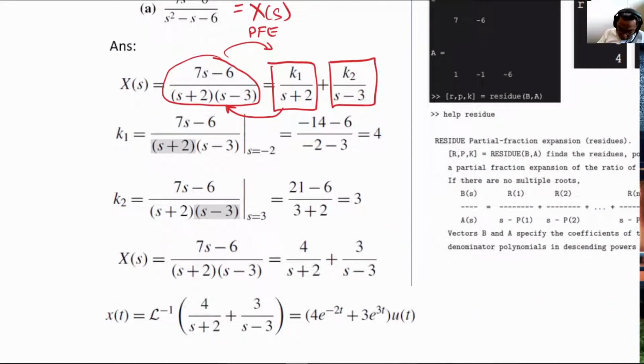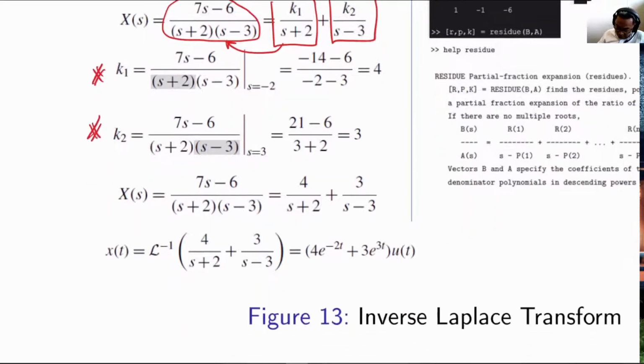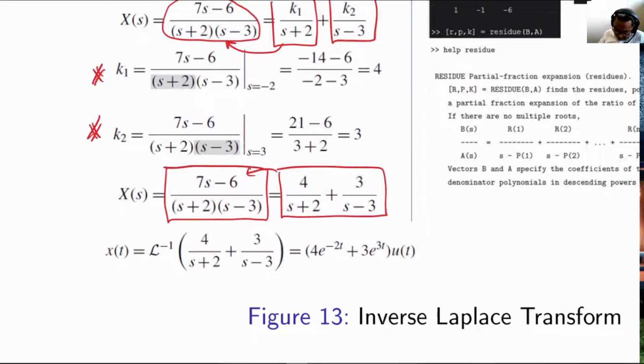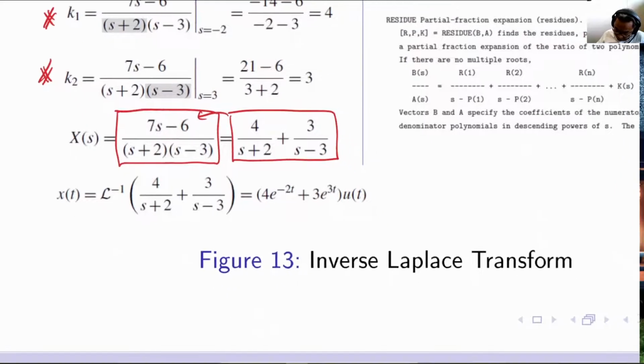Please go through how to find K1 and K2 by hand. This is the method, and what we show you is that the answer is in this form. Let's have a very quick calculation to check that the right hand side is equal to the left hand side. What should we do?